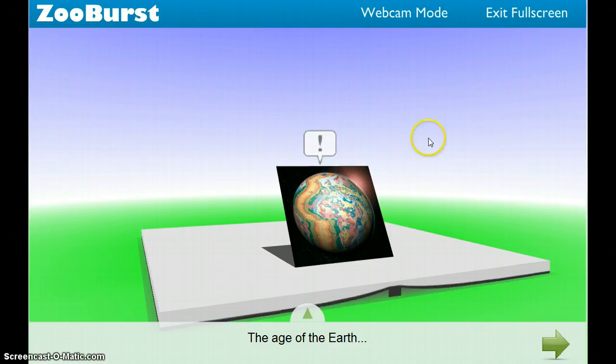This picture of the earth is a geological timescale of the earth, and the colors represent the different times and the different eras on the geological timescale. Basically saying that these certain areas are from different eras on the earth.